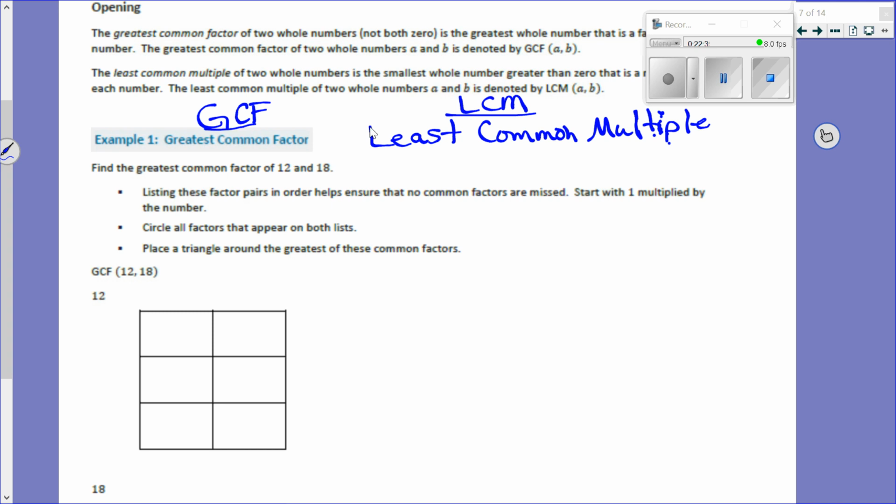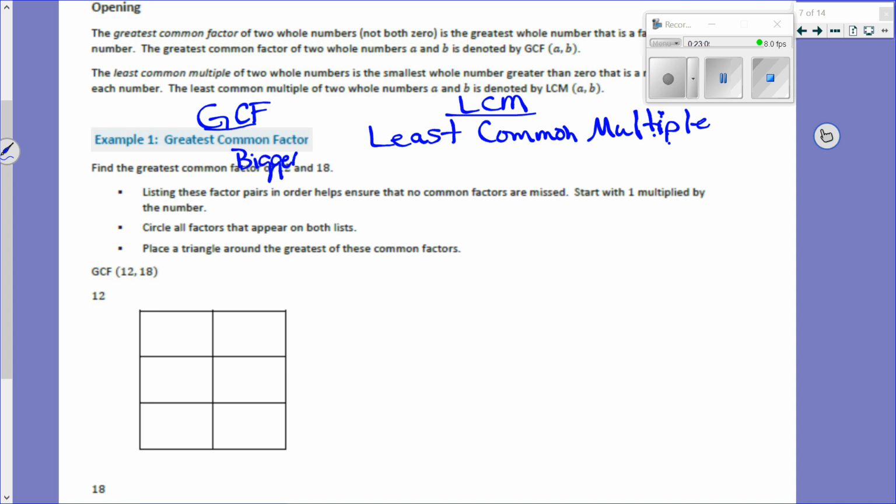In math, very rarely are you actually going to see these written out. You're going to see the abbreviations GCF or LCM. What they stand for are greatest common factor and least common multiple. So if I give you two numbers like 12 and 18, which is going to give me the larger result? The greatest common factor or the least common multiple? Which number will be bigger? Greatest common factor, right? Makes sense, right? So this one is going to be the bigger of the two.